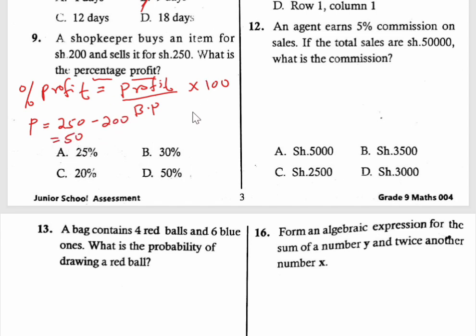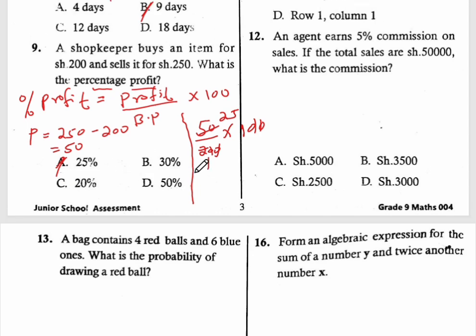Therefore, to get the percentage profit, space is very limited here, it is 50, the profit, over the buying price. He bought it at 200 shillings, so over 200 multiplied by 100. Simplifying, by 2, we get 25. Therefore, the percentage profit is 25%, and the correct answer is A. Let's continue to question number 10.